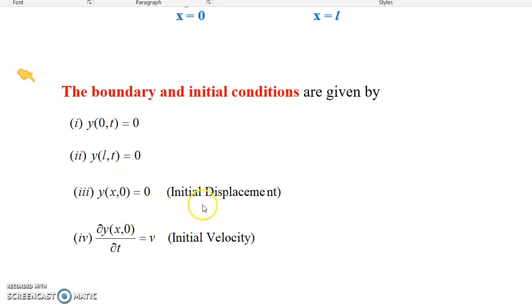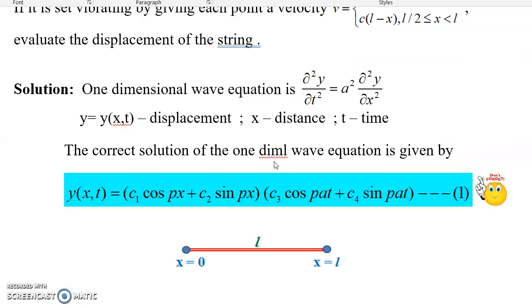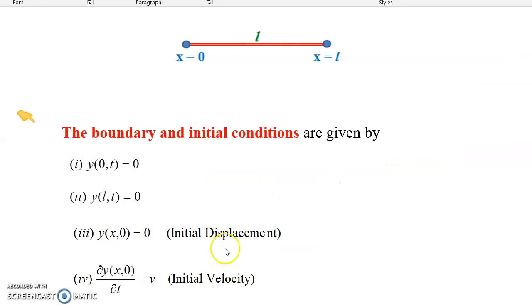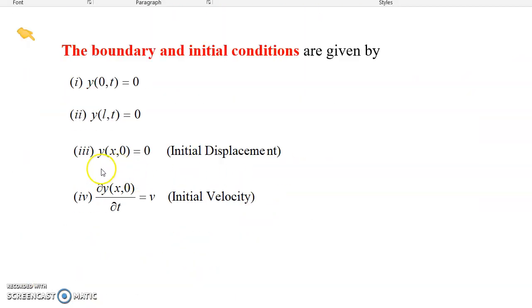And the third is about initial displacement and the last is about initial velocity. So let us see how we get the answers for these. Look at the problem again. A string of length L with fixed ends is initially at rest in its equilibrium position. So initially the string is in its equilibrium position. Equilibrium position means the displacement will be 0 initially. What is the meaning of that? Initial displacement is 0. Displacement is y and the word initial means time 0. So when t is 0, y will be 0. So that's why we get the third boundary condition.